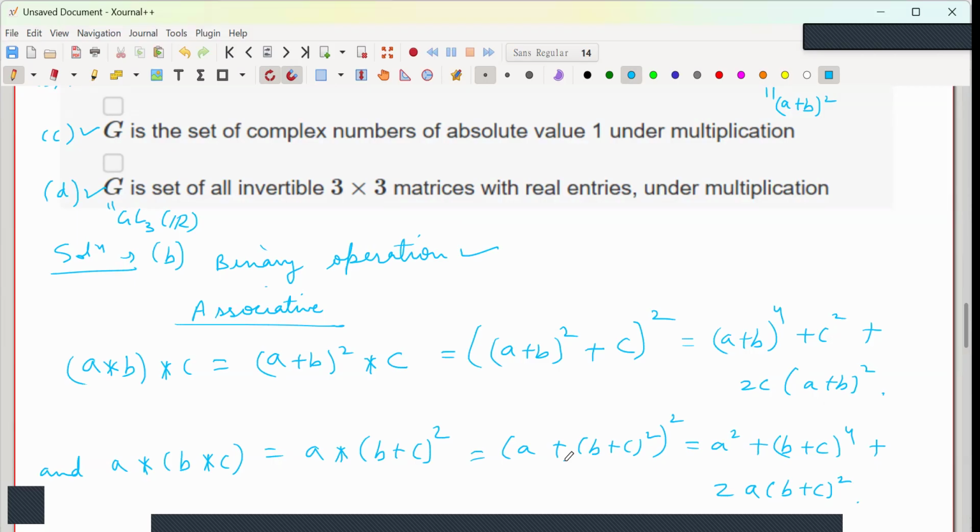Identity is just the 3 cross 3 identity matrix. Inverse is just the matrix inverse. Matrix multiplication is always associative. So that will do the job. Okay. So now maybe we can move to the second question if it is fine. Yes. Okay.